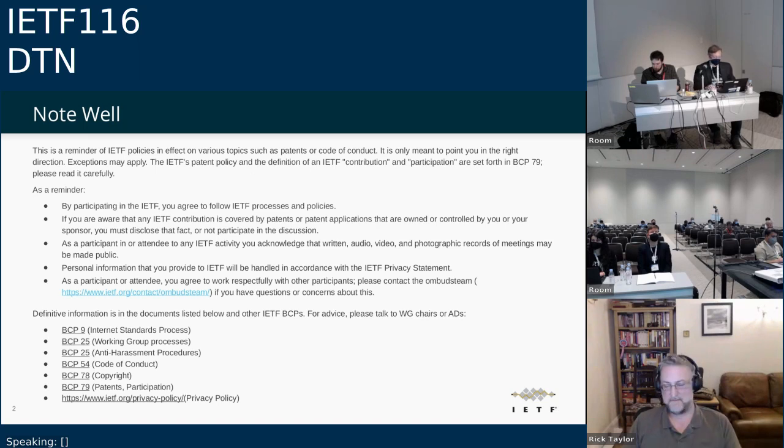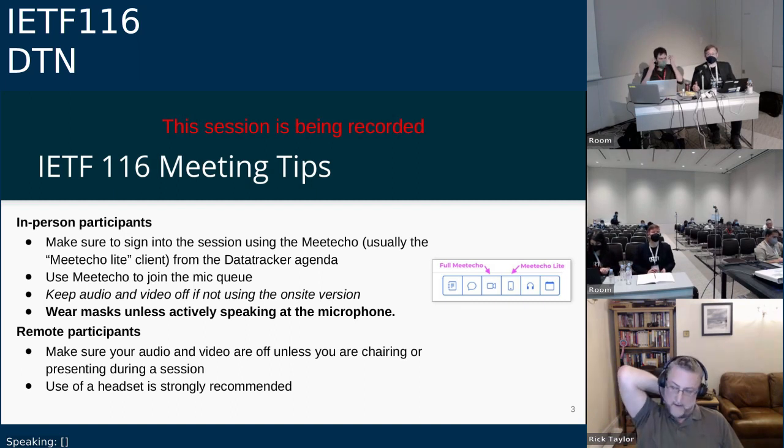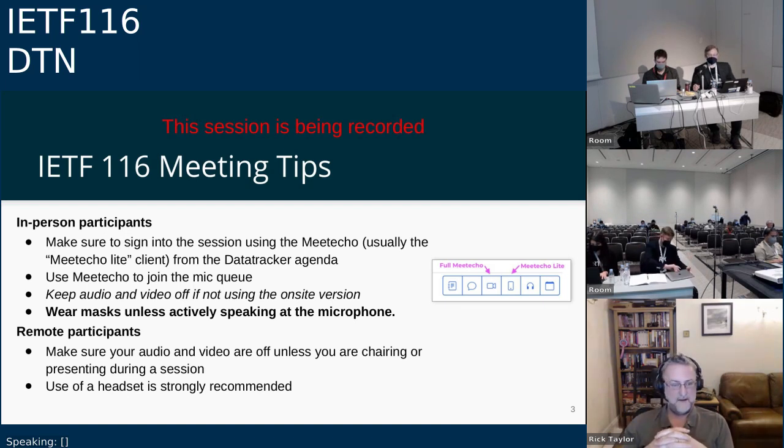Also, as we get into the next slide for our meeting tips, the thing in red here is that the session is being recorded. When the IETF is done, all of these meetings will be available and posted to YouTube, and be aware of that. In order to participate in person, please make sure that you are signed in to MeetEcho. You can also use the MeetEcho Lite client on your phone, but you can find that link from the data tracker agenda. The full MeetEcho icon is the camera icon. The MeetEcho Lite is the small cell phone icon.